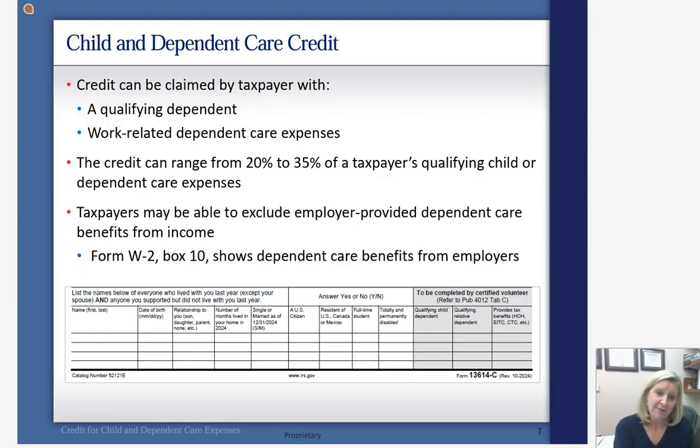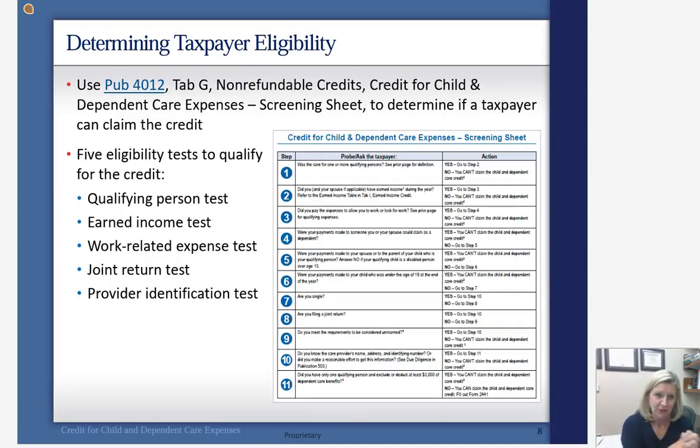The taxpayers may be able to exclude employer-provided dependent care benefits from income. And this, again, is a very important part of the intake form because you want to know if the taxpayer had daycare expenses, if it's a qualifying child, if it's a qualifying relative, and if they get other tax benefits. So just making sure you take the time, I know I sound like a broken record, to go through the shaded part of the intake form and make sure you answer all of those questions.